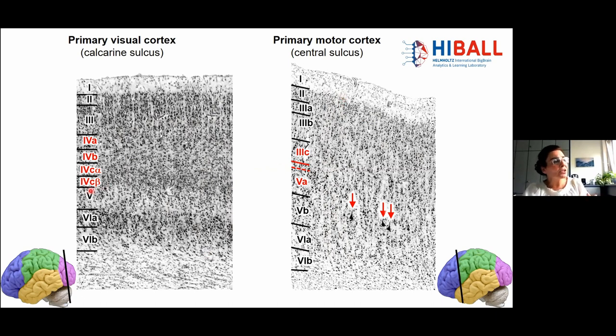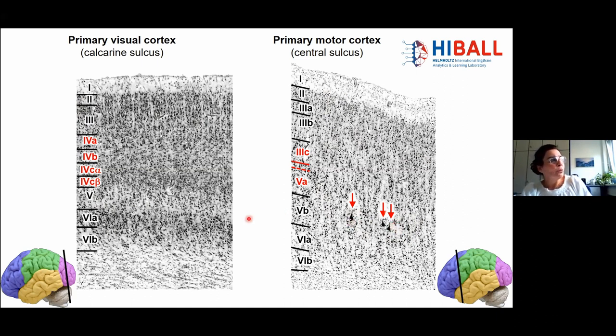So you can see layers here in the primary visual cortex. Maybe you can't identify all of them, but the changes seem to be smoother in the primary motor cortex. And I also hope that you can see that the primary motor cortex contains some really large cells, which I've highlighted with the red arrows.